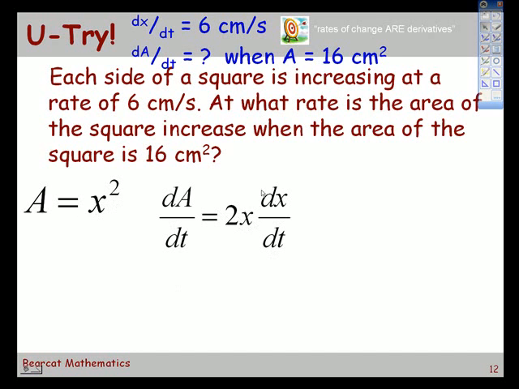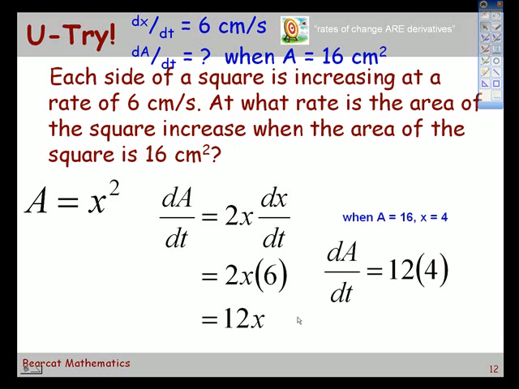I need to know x at the instant the area is 16. I think a little bit of thought will tell us that x would have to be 4 for the area to be 16. It'd be a 4 by 4 square, or a square with 4 on each side. dx/dt is still 6, so we can make those substitutions and find out that that rate is 48 square centimeters per second, is how fast the area is increasing at that instant in time.